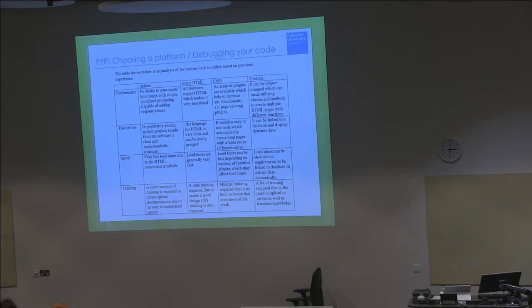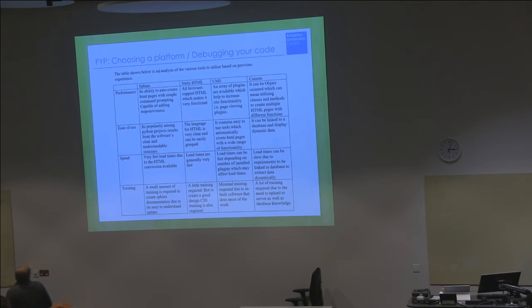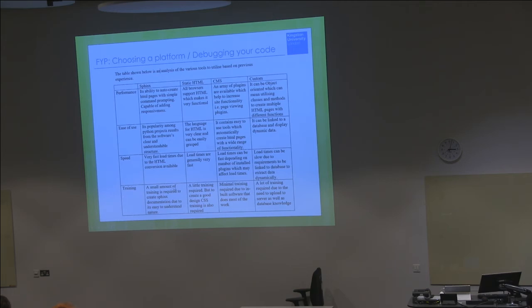Oh, there we go. There's a table. Oh, no, this was about platforms, I recall. So, the table below is an analysis of various tools to utilise based on previous experience. Okay? So this person chose to do part of their review through a table, a grid, dividing it into various categories. How would you think about this? Would this be a good approach to use?